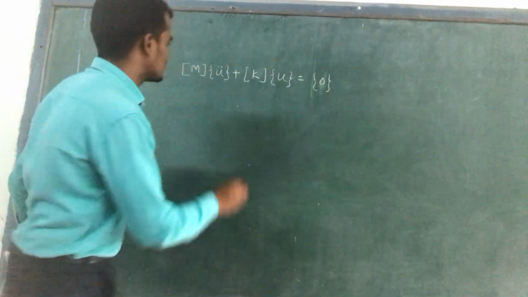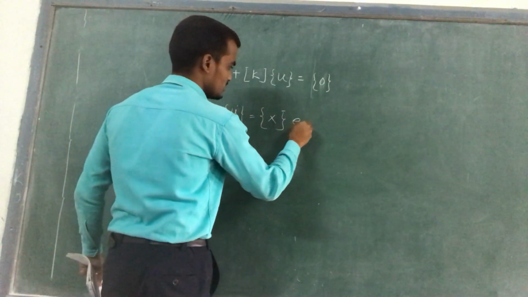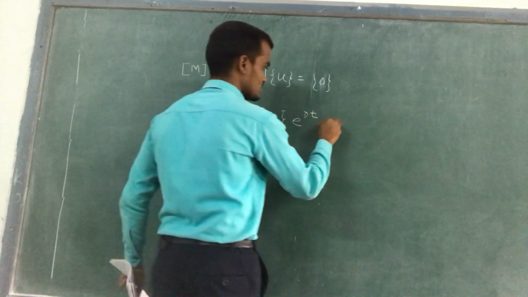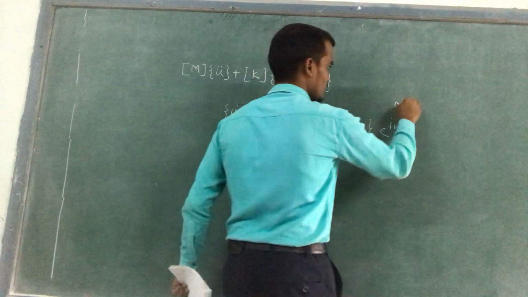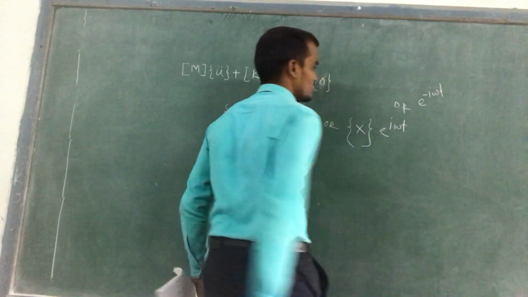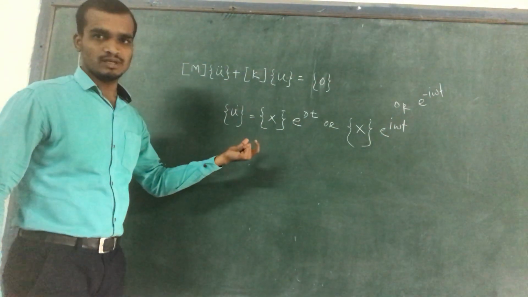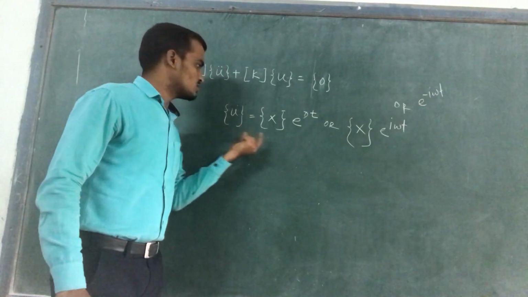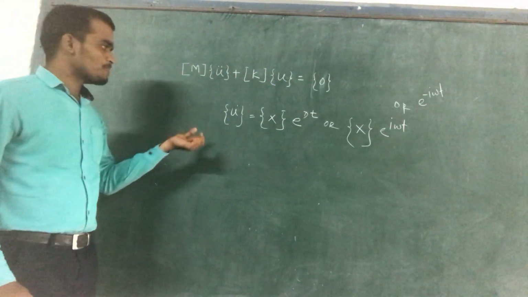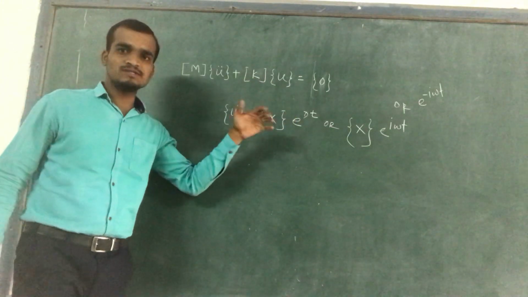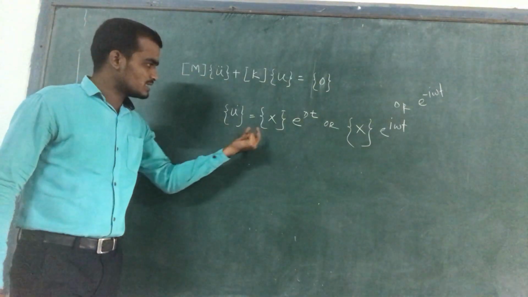We have used a solution where vector u is equal to vector x times e raised to power lambda t, or vector x times e raised to power i omega t, or you can put e raised to power minus i omega t. By putting e raised to power i omega t or minus i omega t, you will get the same solution. We selected this solution to solve this equation, because by putting it you will get LHS equal to RHS. It means this solution satisfies the equation.